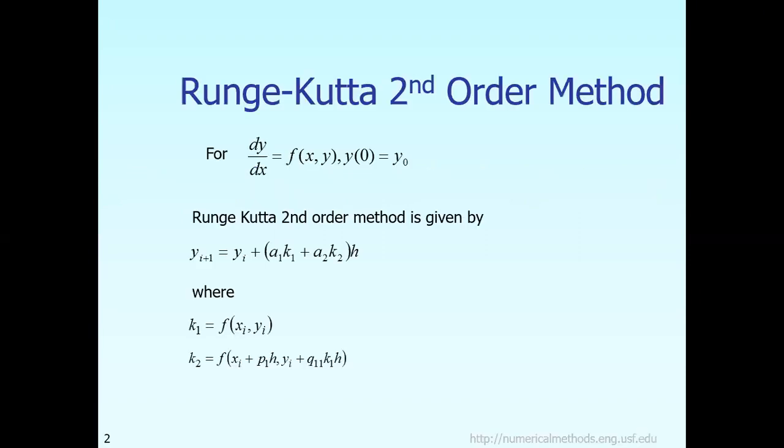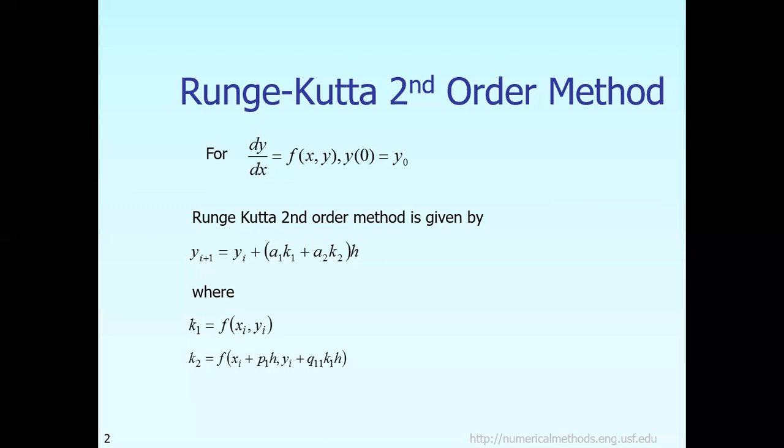What is a differential equation? First, an equation having a differential quantity, that is a derivative, dy by dx, in the form of x and y terms. Therefore, dy by dx is equal to f of x comma y. This is your first order differential equation, with the initial condition y of 0 is equal to y0, meaning the value of y at x equal to 0 is called y0.